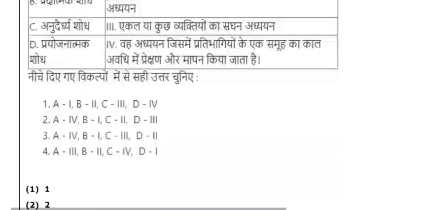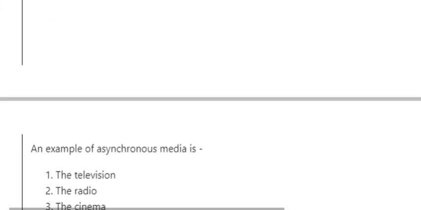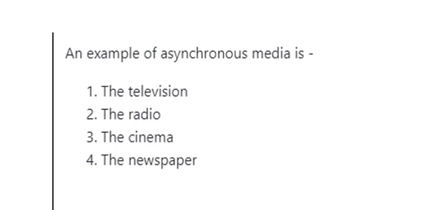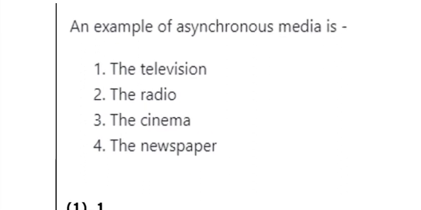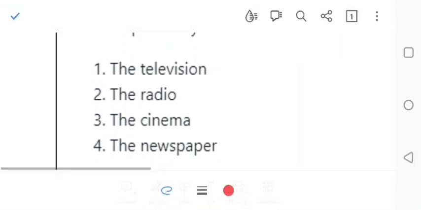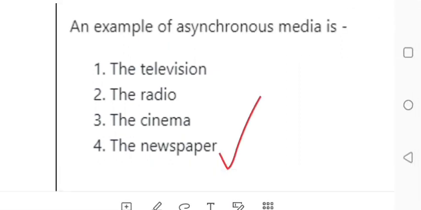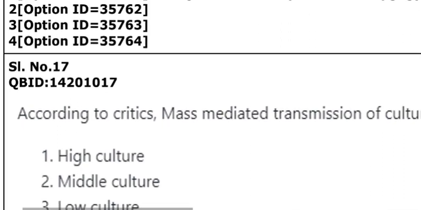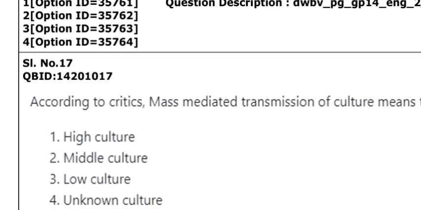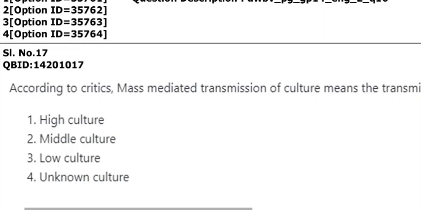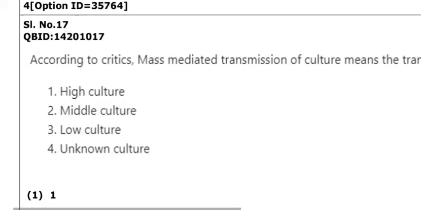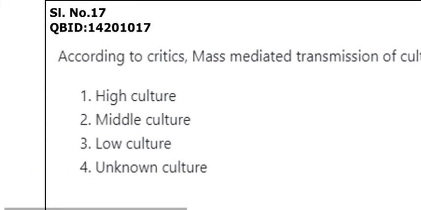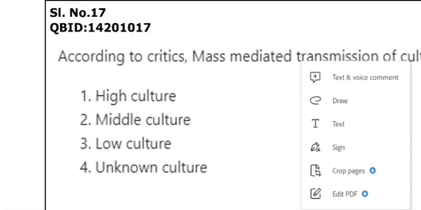This is done. Next is question number 16. 16 says an example of asynchronous media is what? The television, the radio, the cinema, the newspaper. It will be the newspaper. It is called asynchronous media. Then number 17. According to critics, mass media mediated transmission of culture means the transmission of what? High culture, middle culture, low culture, unknown culture. It will be C, low culture.